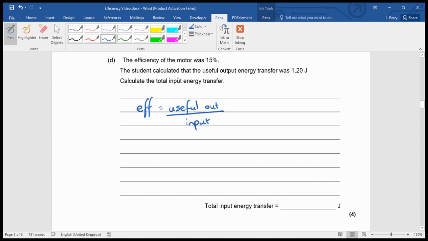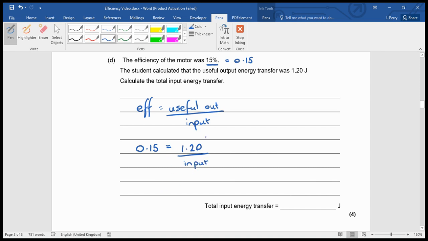Now, first thing I do is I put my numbers into the correct place, but I've noticed they've given me the efficiency as a percentage. I want to put the decimal efficiency into here. So 15% as a decimal is 0.15. So I'm going to put my efficiency in as 0.15. That equals, and I've got the useful output energy is 1.20. So 1.20 divided by my input.